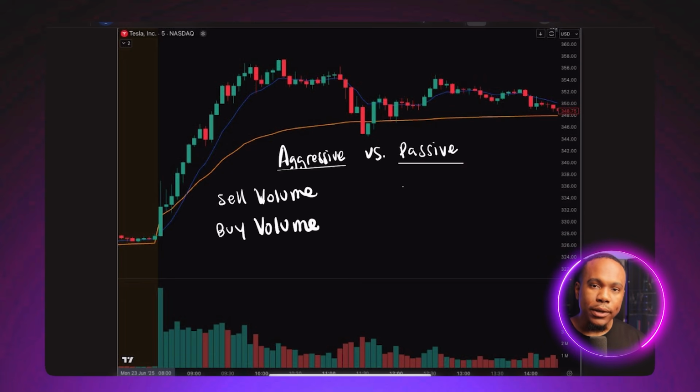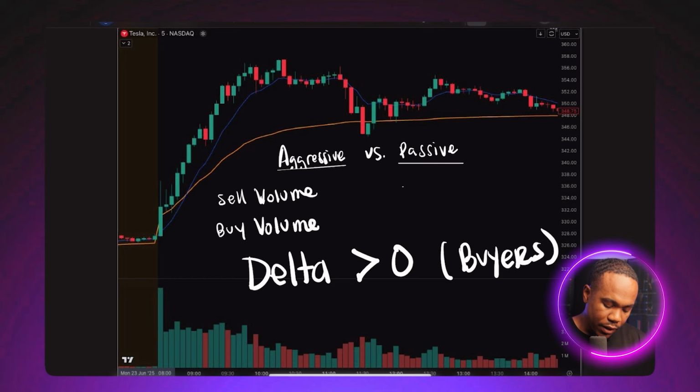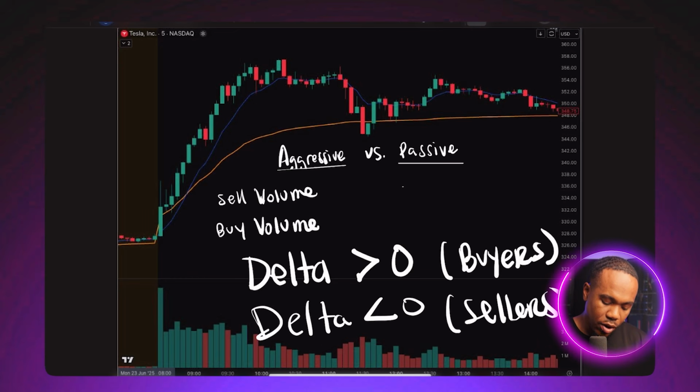So what do we want to see in terms of volume? We want to see if the sell volume was greater or the buying volume was greater. And that's referred to as delta. If delta is greater than 0, then the buyers are more aggressive. If delta is less than 0, then the sellers are more aggressive.